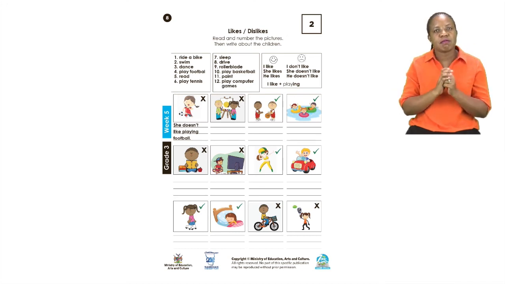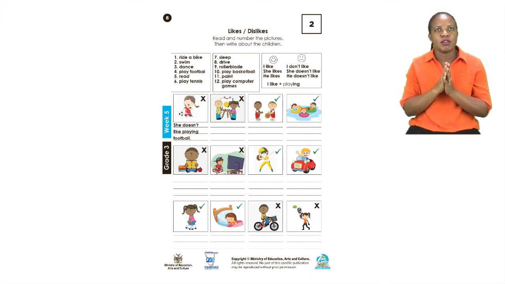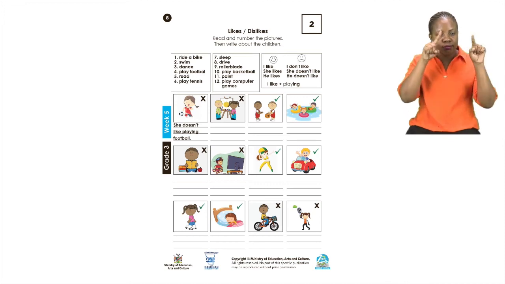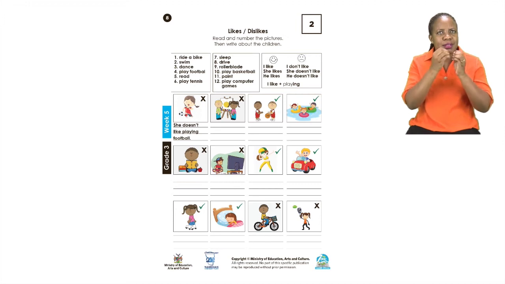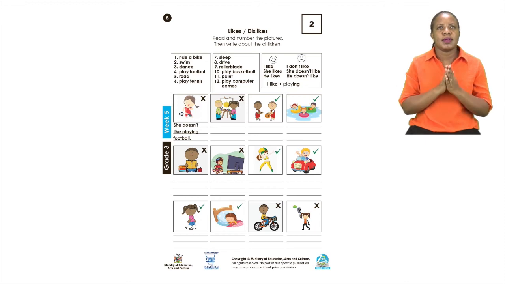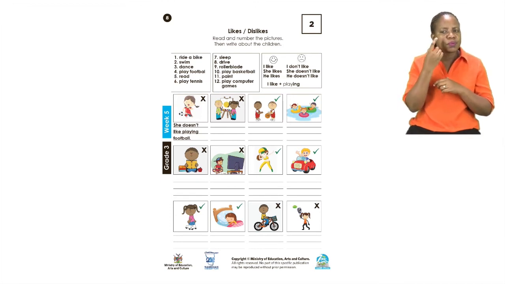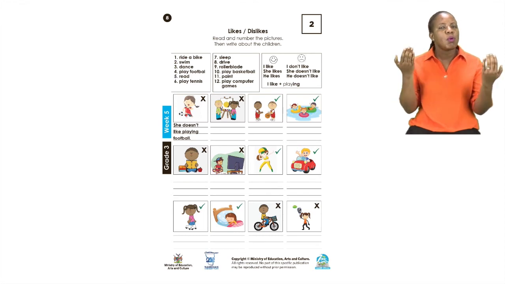So the first two boxes that you can see from number 1 to 12 have the activities that are happening. You are going to number the activities according to what you can see in the boxes. For example, we ride a bike. Now number 1 says ride a bike. If you take a look at the pictures, you can see that there is a boy who is riding a bike. So you are going to label that picture inside the box number 1.